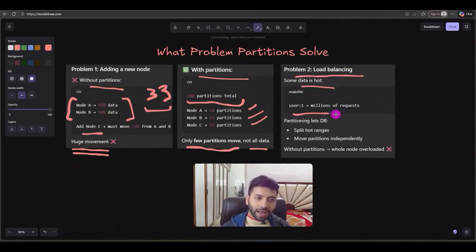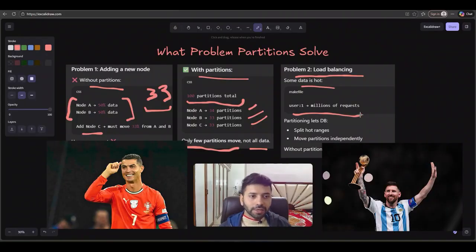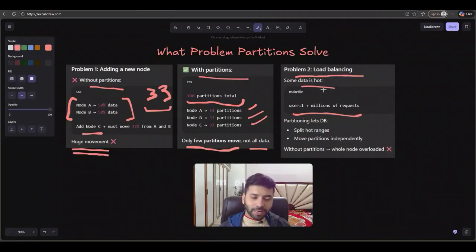like user 1 has millions of requests, because user 1 can be, say, a famous personality, right? For example, you have the database for all the users, and in between you also have users who are famous, like Ronaldo or Messi, correct? So there can be a problem where some data is hot. Partitioning lets the database split hot ranges and move partitions independently. Without partitions, the whole node will be overloaded.